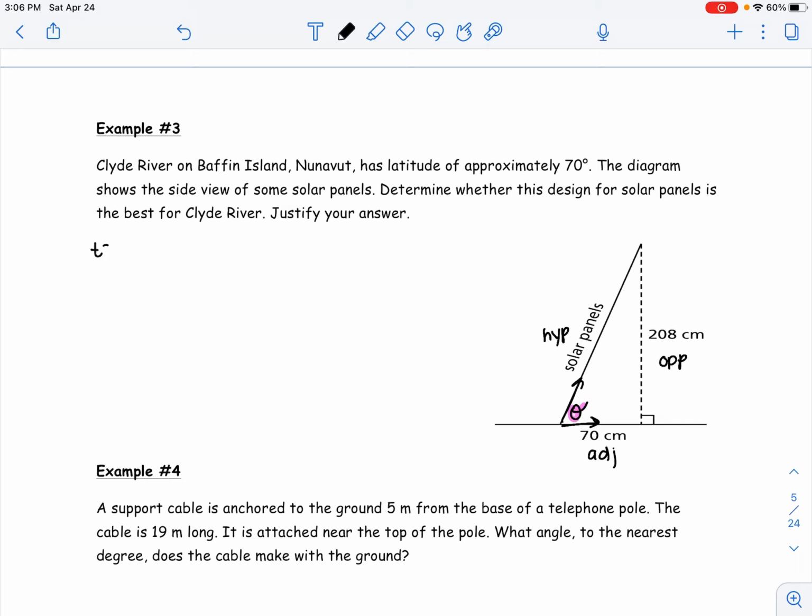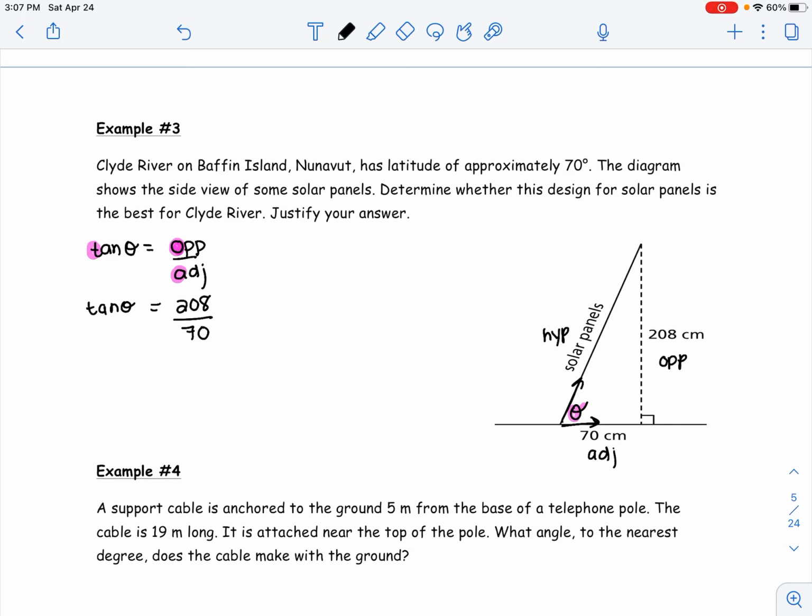Then we always start by writing tan of our angle is equal to our opposite over adjacent. So TOA. Remember that. TOA. Our opposite side is 208, and that's tan of theta. Our adjacent side is 70.